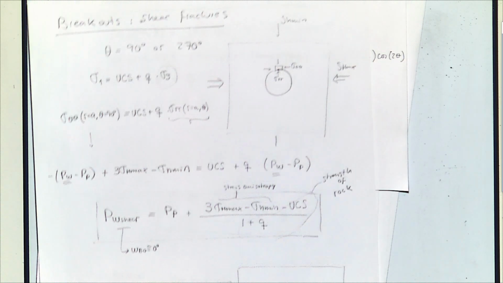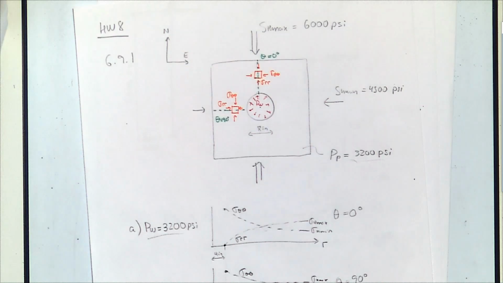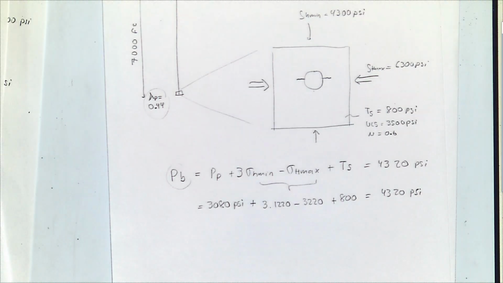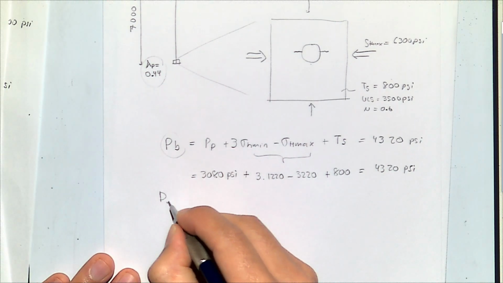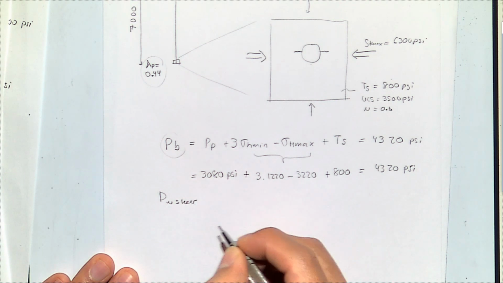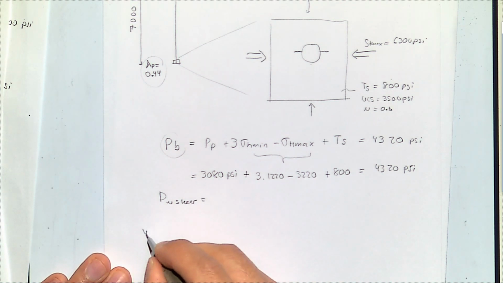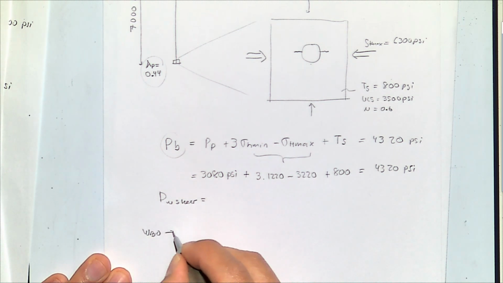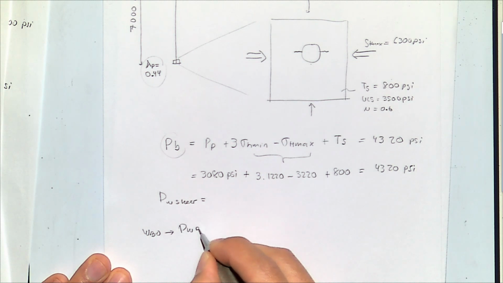And the second part of the homework over here is just to calculate those two quantities and also with a given breakout angle to tell what is PWBO.